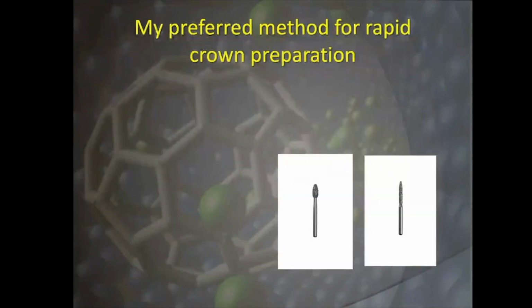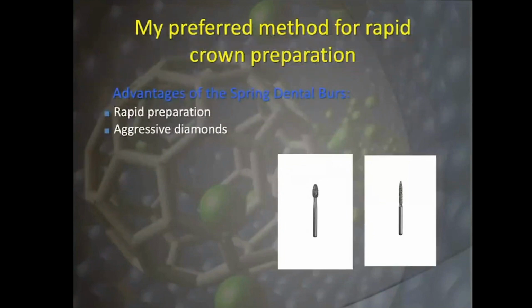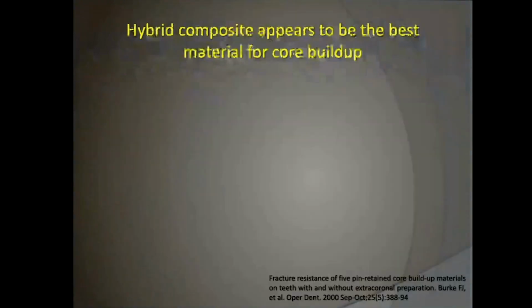Now, as far as rapid crown preparation goes, my preferred method uses burrs from a company called Spring Dental. Spring manufactures these diamonds, which give you rapid preparation. They are aggressive diamonds, which I like because the more aggressive, the faster the prep. These diamonds are electroplated, so the diamond particles are electroplated to the burr, which allows them to stay on longer. They're not glued on, they're not sintered, they're actually electroplated.